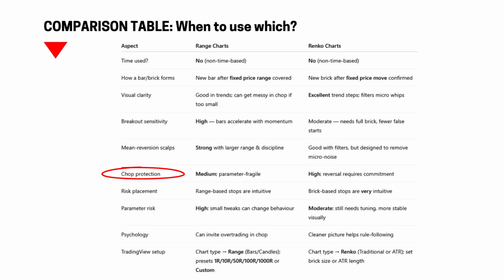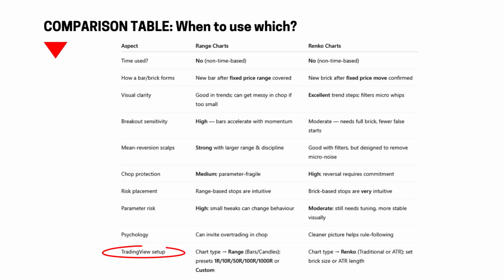Reversal requires commitment. Risk placement: range-based stops are intuitive; brick-based stops are very intuitive. Parameter risk is high for range charts; small tweaks can change behavior. Moderate for Renko, which still needs tuning but is more stable visually. Psychology: range charts can invite overtrading in chop. Renko charts, as we've seen, give a cleaner picture and help rule following.